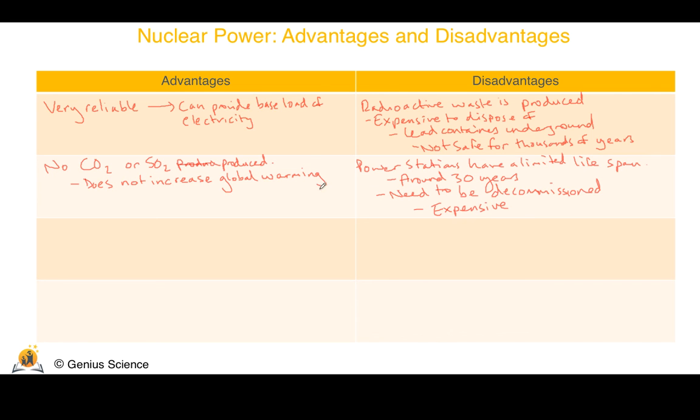With nuclear power, there is also a small risk of meltdown. This will lead to radioactive gases being produced. And this can harm wildlife and also cause cancer.